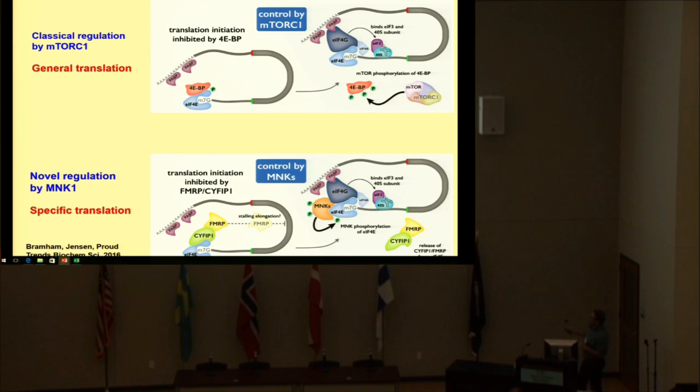And so how this works is for translation to get started, which is the most highly regulated step in protein synthesis, the messenger RNA has to engage the ribosome. And that's controlled at the level of this initiation factor 4E binding protein. Anyway, FMRP and this protein CYFIP, they block that interaction. And he showed that during LTP, CYFIP and FMRP are released, and then the messenger RNA targets of FMRP undergo enhanced translation.